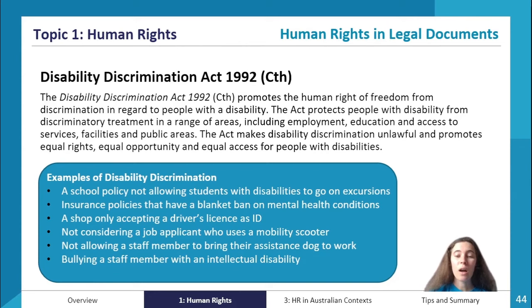Not considering a job applicant who uses a mobility scooter or any other sort of tools or devices that they need to function or to get around. Not allowing a staff member to bring their assistance dog to work. So someone who is visually impaired may need an assistance dog to get around and to work. So not allowing them to have that assistance dog would be discrimination. Bullying a staff member with an intellectual disability is also, of course, disability discrimination.